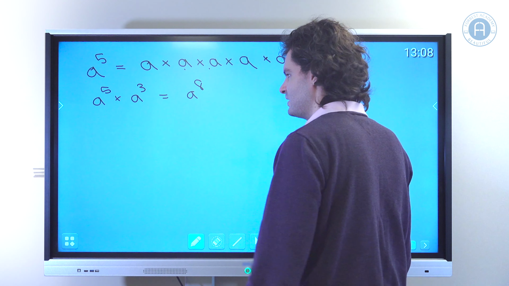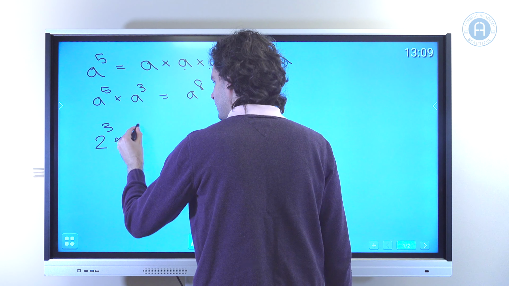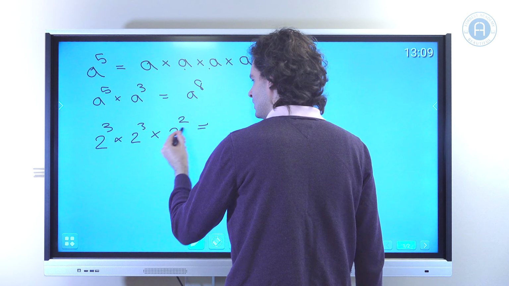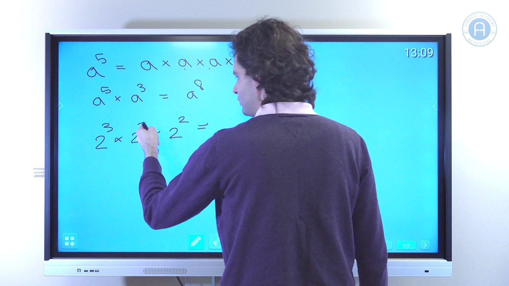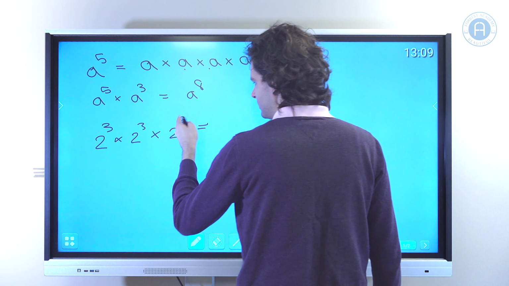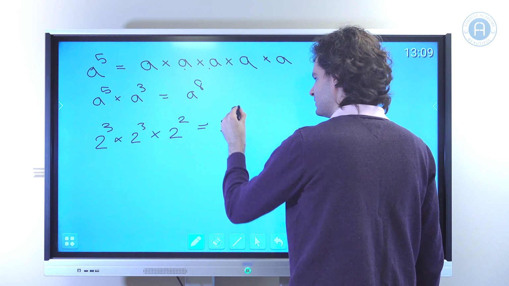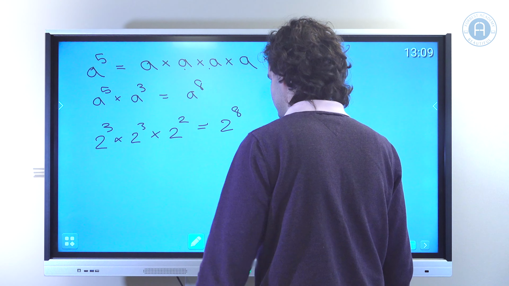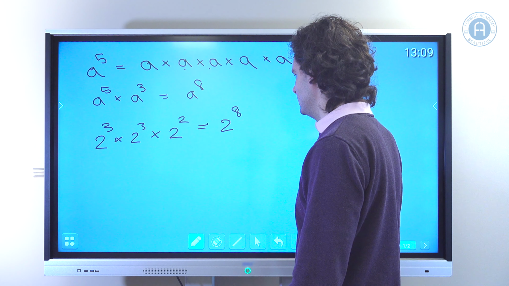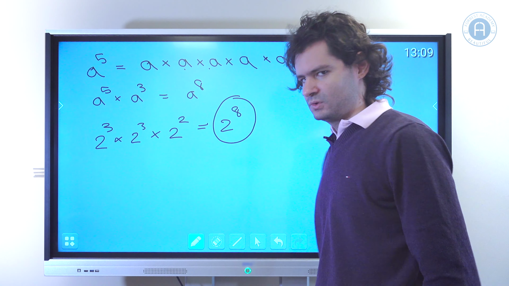Right, so in our current example, we have 2 to the power of 3 times 2 to the power of 3 times 2 to the power of 2. Well, we have 3 copies of 2, 3 copies of 2, that's 6 copies of 2, and then plus 2 more, that's 8 copies of 2. So this number is 2 to the power of 8. And so that is already in the list of possible answers. So this is the answer, 2 to the power of 8.